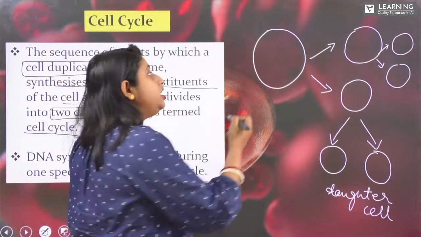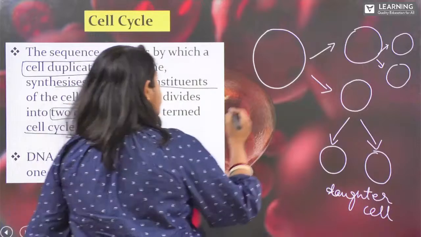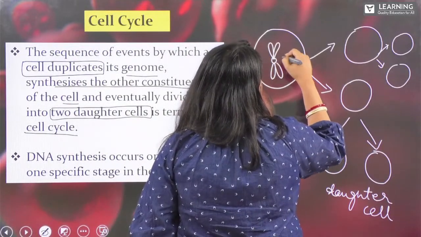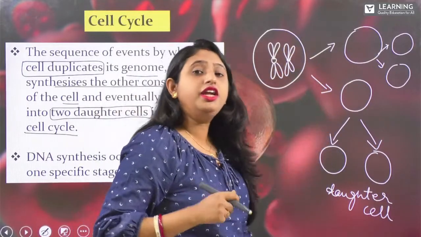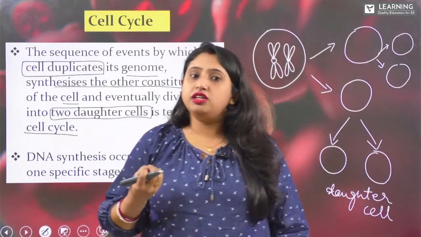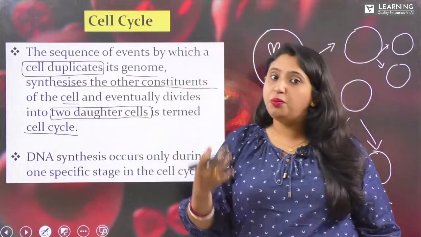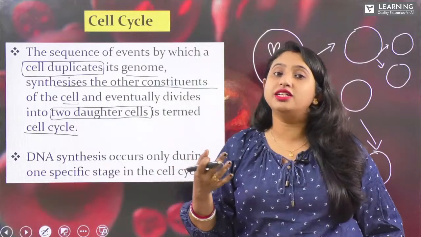So what is being duplicated in case of cell division? In case of cell division, the chromosomes. The chromosomes divide, they duplicate, they multiply. So in the cell, the chromosomes multiply and duplicate. What happens in that case? The daughter cells are formed.